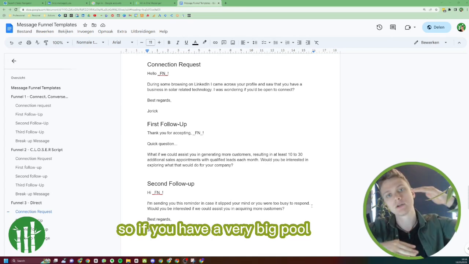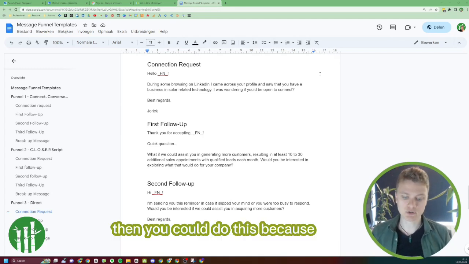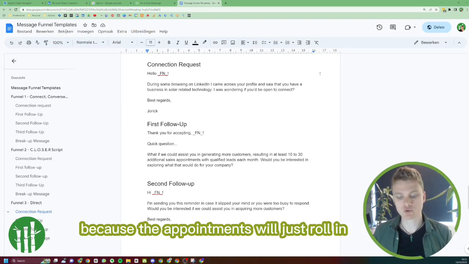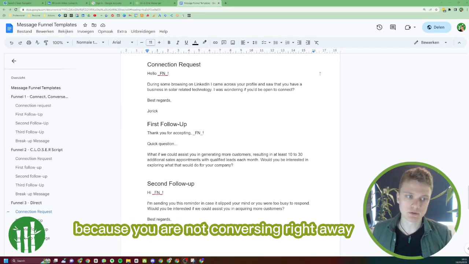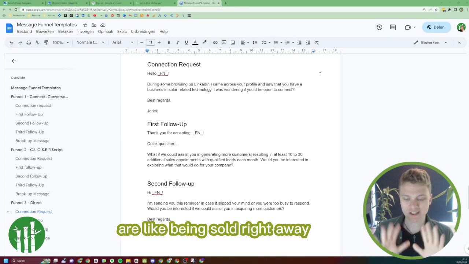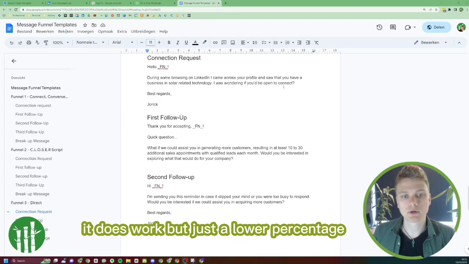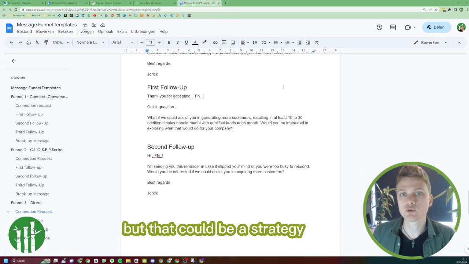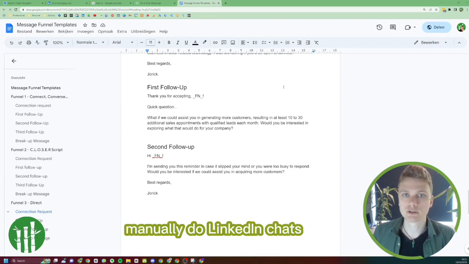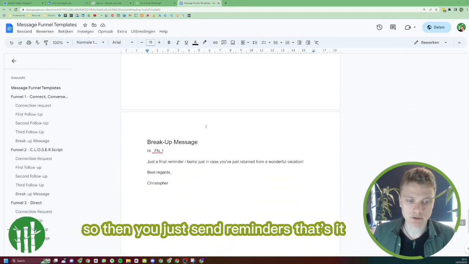So if you have a very big pool, like the pool we found was around 20K, then you could do this, because it takes a lot less to manage since the appointments will just roll in. But you will have fewer of them because you are not conversing right away, and people feel like they're being sold right away. I don't like that. Not everyone, it does work, but just a lower percentage. But that could be a strategy if you don't have a lot of time to manually manage LinkedIn chats. This could be the script for you. Then you just send reminders. That's it.